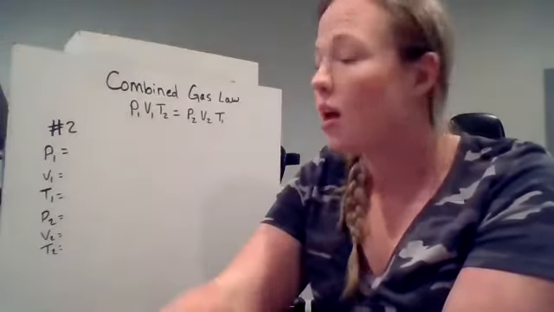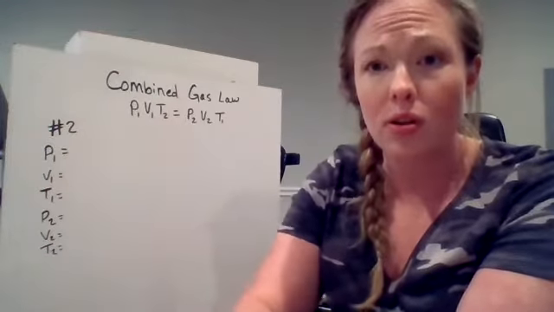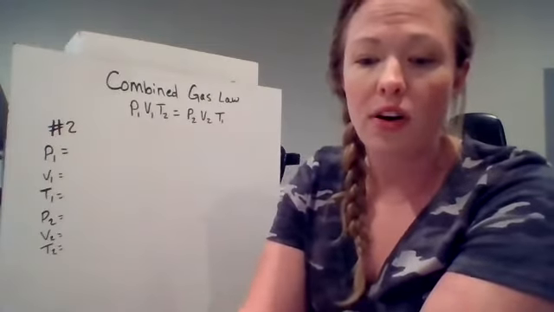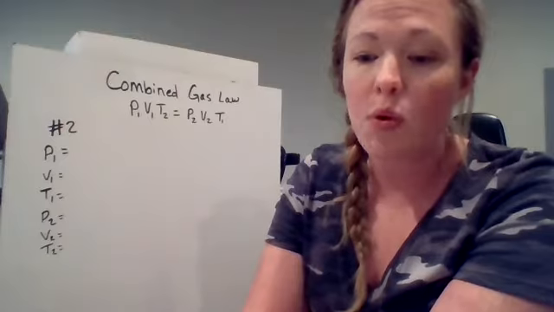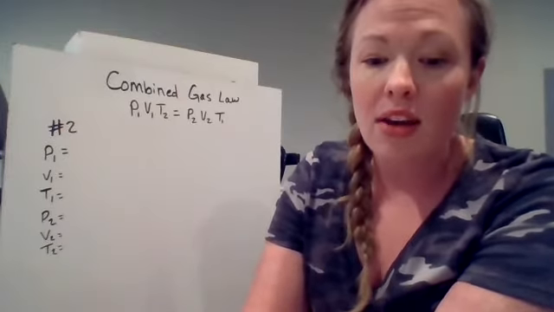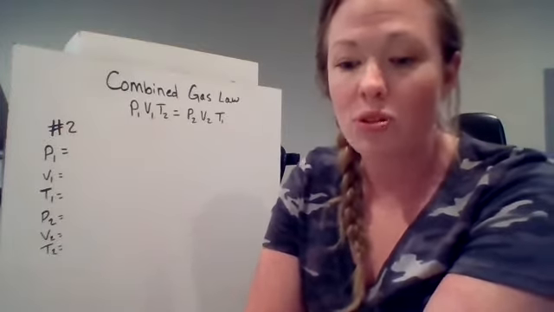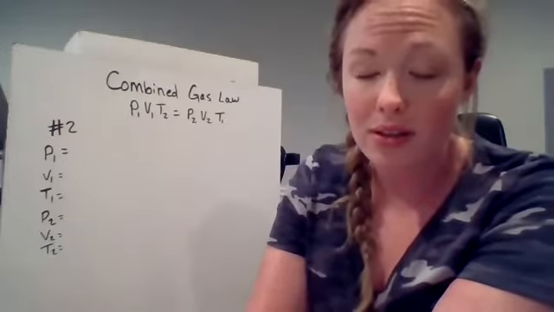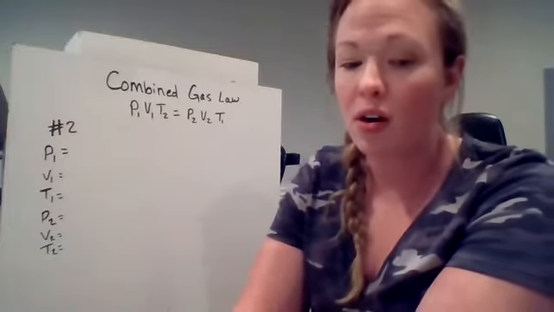Okay, so let's take a look at this. I'm going to work number 2 with you. I've already had a few questions about that one, so let's take a look at it. It says, a sample of argon has a volume of 5.0 decimeters cubed, and the pressure is 0.92 atm. If the final temperature is 30 degrees Celsius, the final volume is 5.7 liters, and the final pressure is 800 millimeters mercury, what is the initial temperature of the argon?